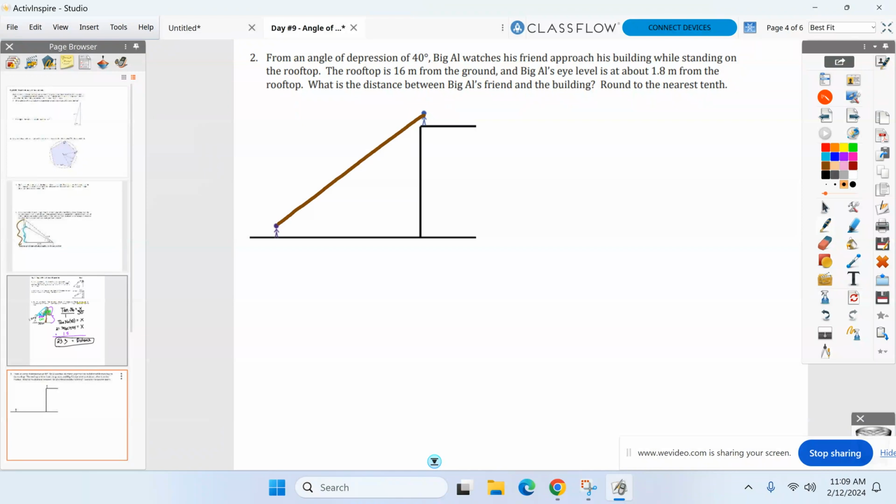Don't make the mistake. This angle is not 40. It's that angle looking down with our line of sight, horizontal line of sight. So draw in the horizontal line of sight. That's 40. Okay? Angle of depression, never located inside the triangle. All right, here's our right triangle.